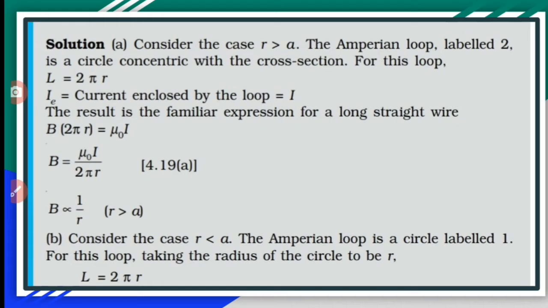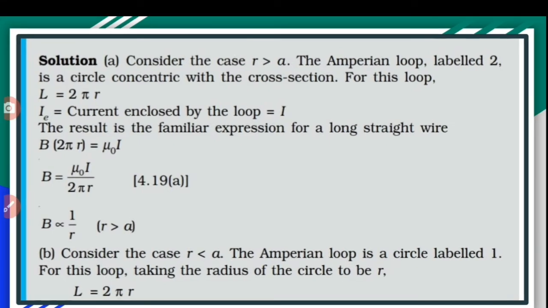So we have B into 2 pi r, where 2 pi r is the length of the Amperian loop. R is the radius of the Amperian loop. So B is equal to mu 0 I by 2 pi r. The equation shows that B is inversely proportional to R. When R is greater than A, B is inversely proportional to R.